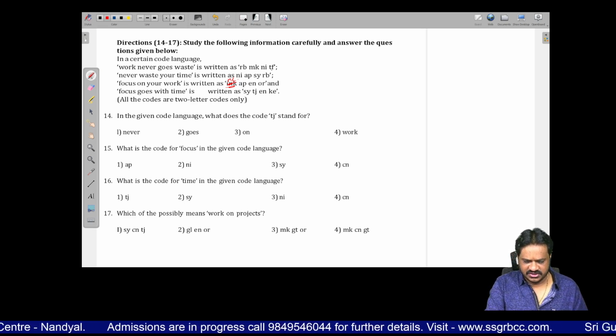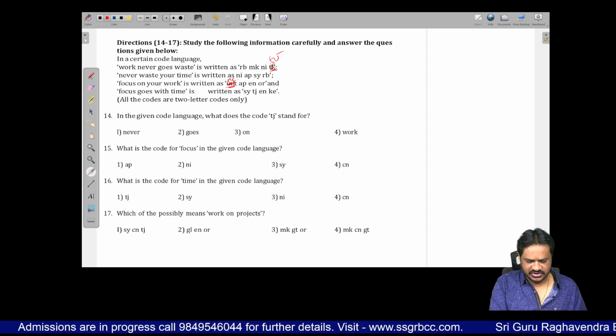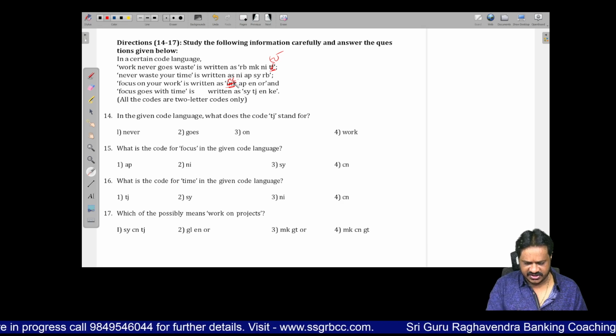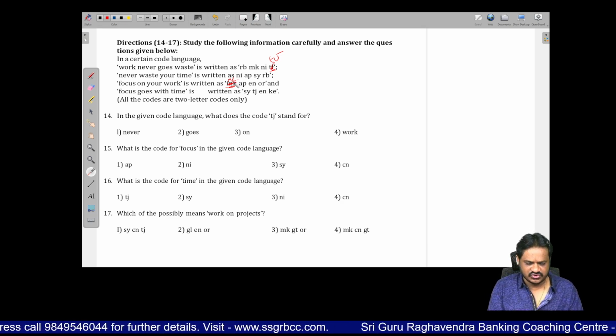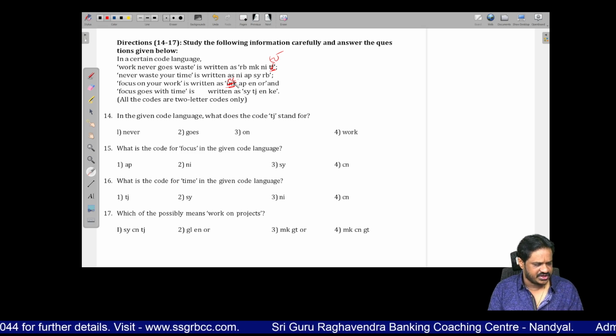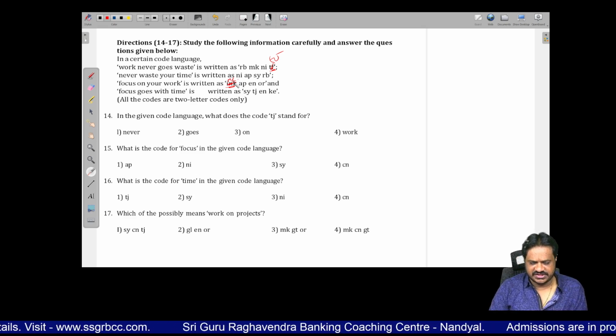MK, APENOR. And this is not TF, this is TJ. So here we should write TJ instead of TF. Here it is not INK, it is MK. Then "focus goes with time" is written as SYTJENKE.